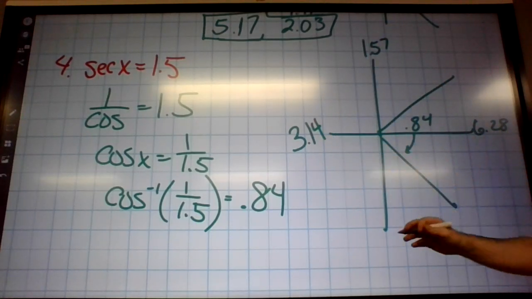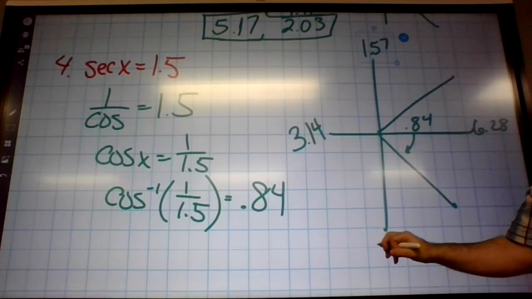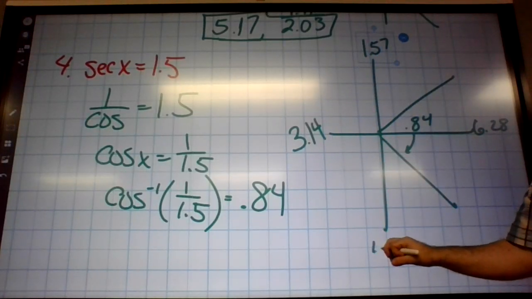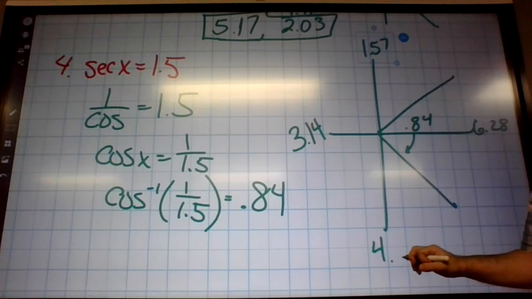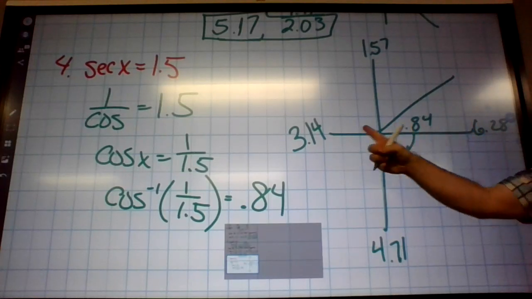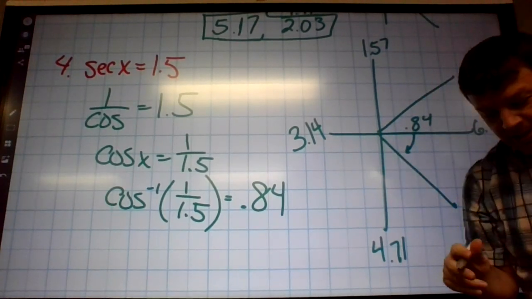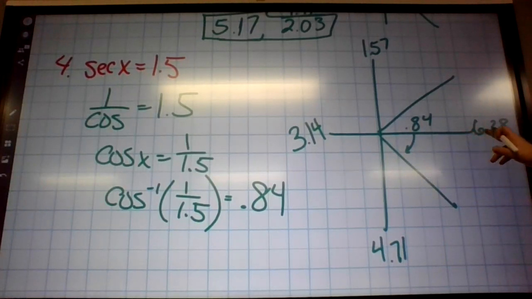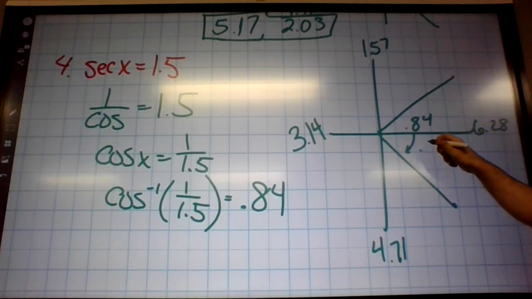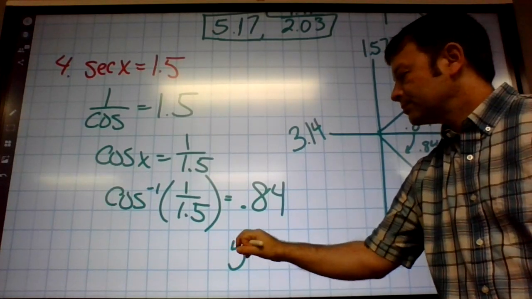I don't think we need to know this one, but it would be like that plus that. I don't think we really need that for this test though. I think we needed it last test or something. But yeah, you will need to know that and that. Probably not that. Okay, so 6.28 minus 0.84. 5.44.